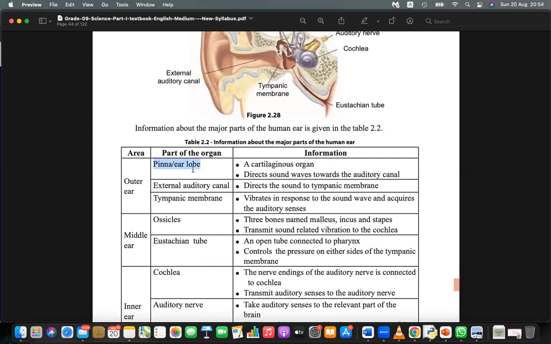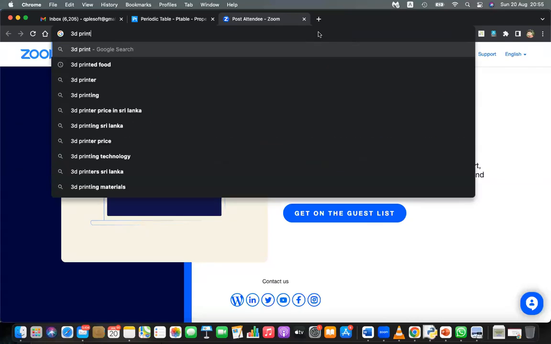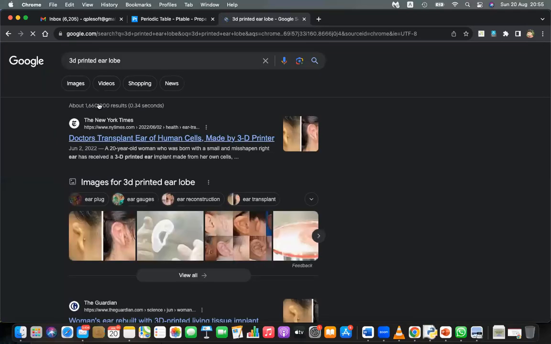The lucky thing is that, you are lucky because now the technology has developed. This can be printed. Unlike the earlier days, now you can see 3D printing can be applied to the ear lobe. The ear lobe can be 3D printed.